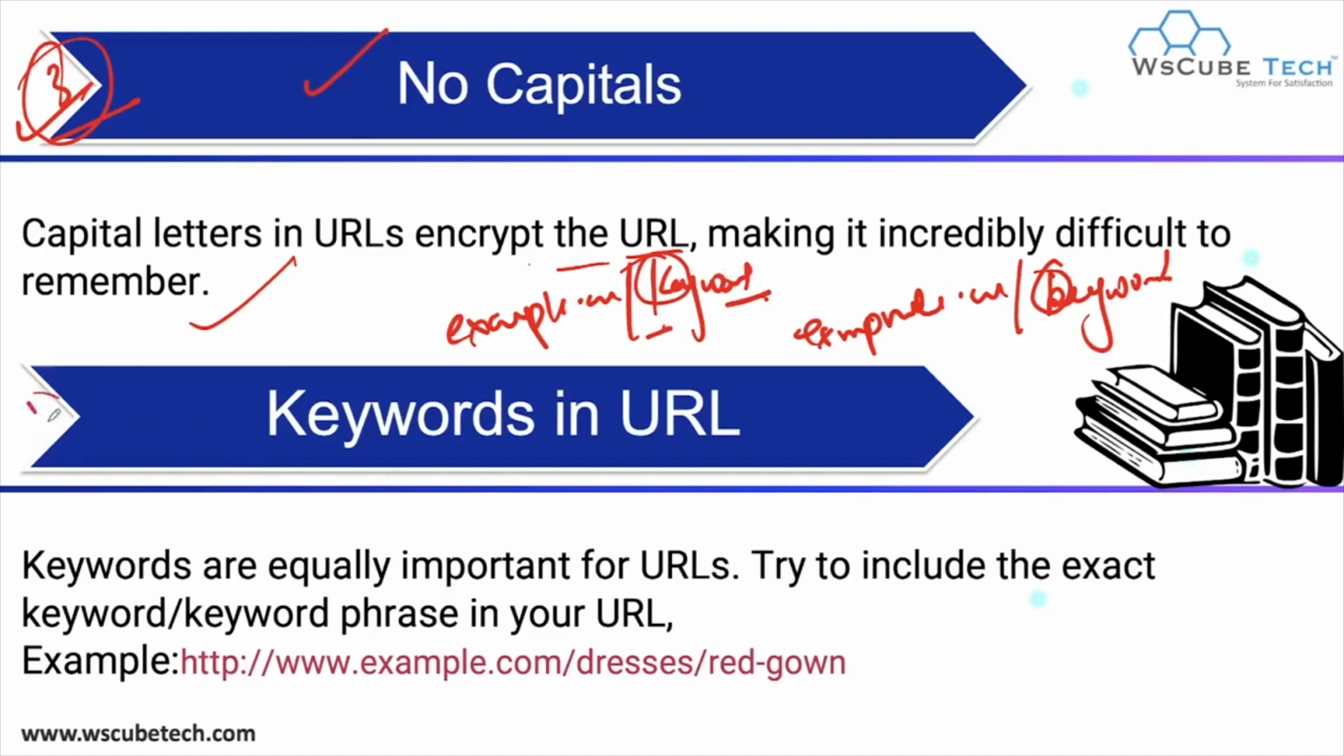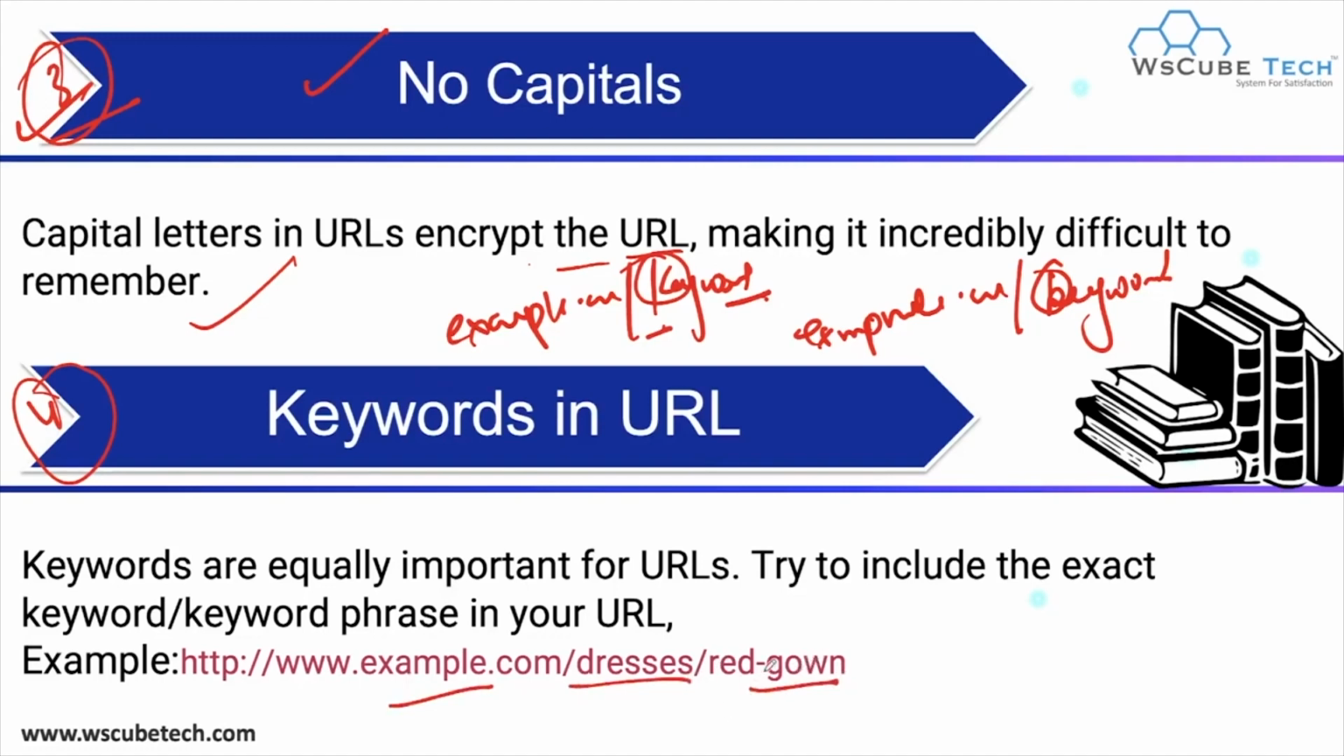Next we have keywords in URL. Keywords are equally important for your URLs. So try to include the exact keyword or your keyword phrase in your URL, but don't overdo it. The important keyword should be kept at the beginning of the URL, as the search engine pays greater attention to that part. Example, just like this. Here you can see example.com/dresses/red.